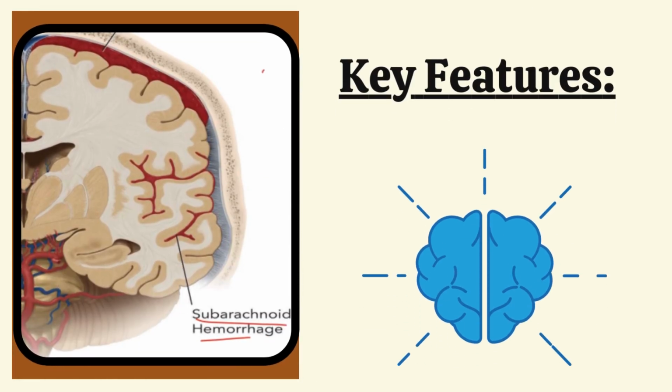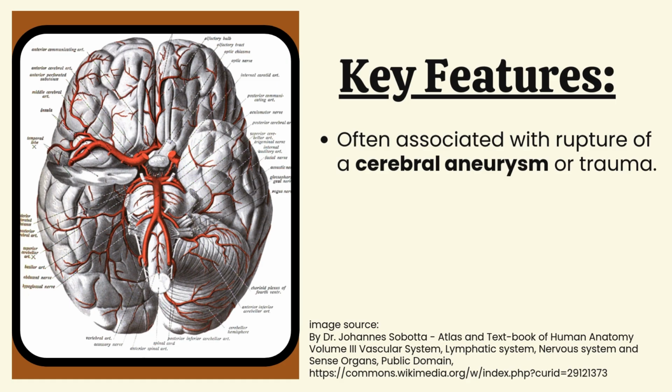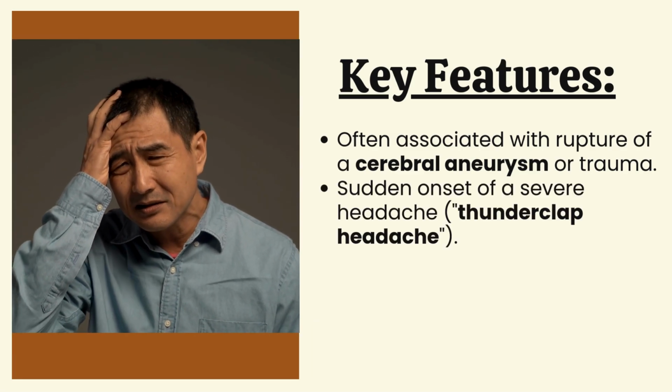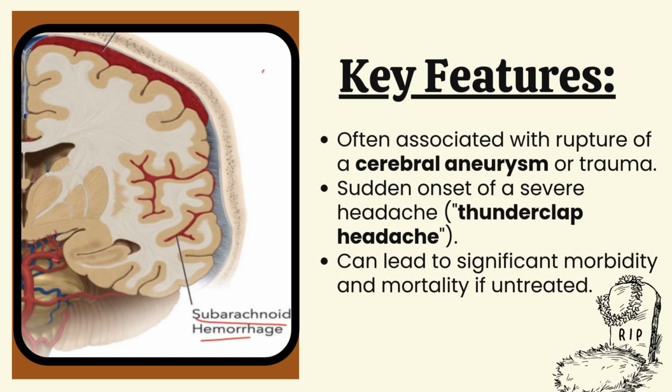Key features of subarachnoid hemorrhage: it is often associated with rupture of a cerebral aneurysm, or trauma. It has sudden onset of a severe headache, known as thunderclap headache. It can lead to significant morbidity and mortality, if untreated.